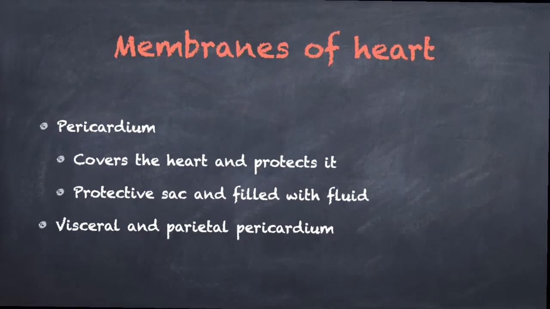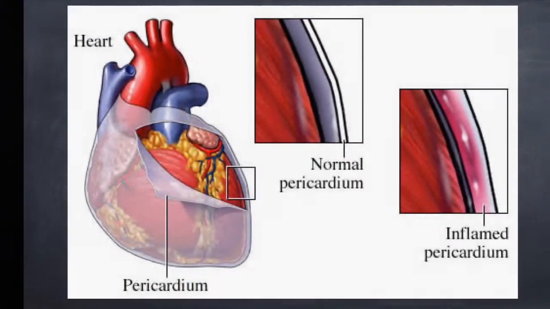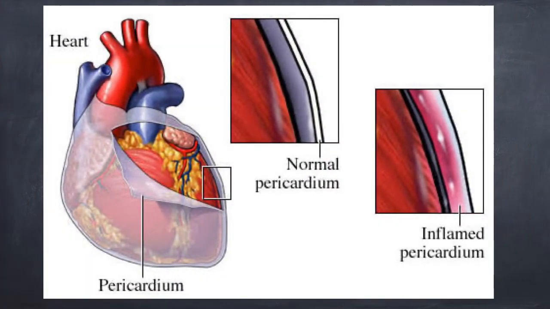Now coming to the heart. The heart is covered by a membrane called the pericardium. The pericardium protects the heart from mechanical shocks and blows. Here is a clear image of the pericardium. You can see it in this module.